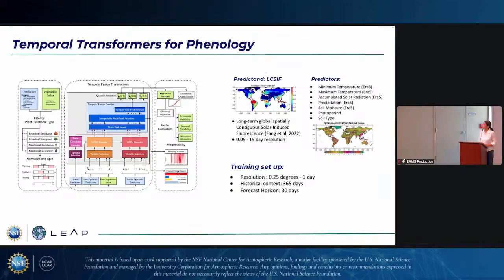So this is just a little bit of a background from the project that came before this. My predictors were ERA5, Climate 4, and others over a period, as well as static covariates such as soil texture, and then further filtered by the plant functional type that we're trying to model.